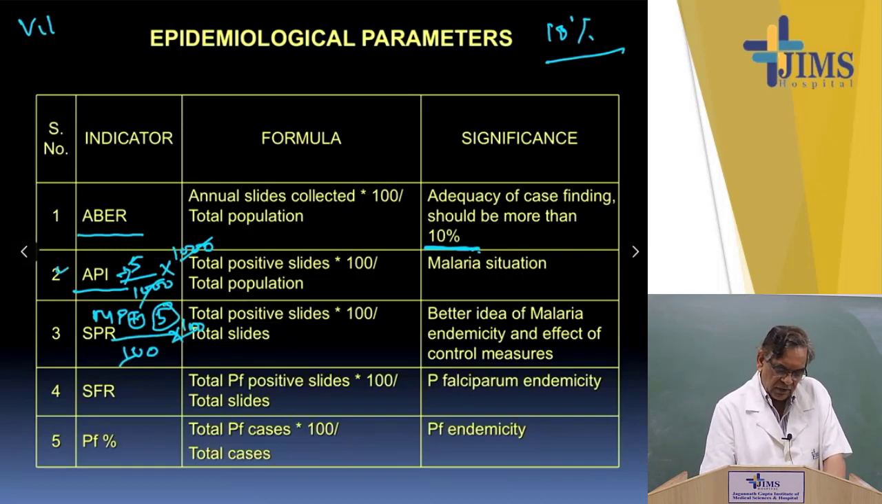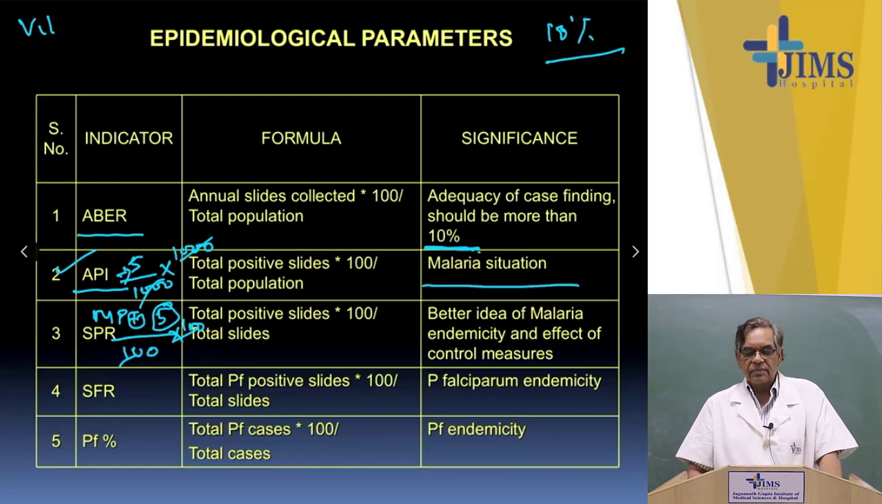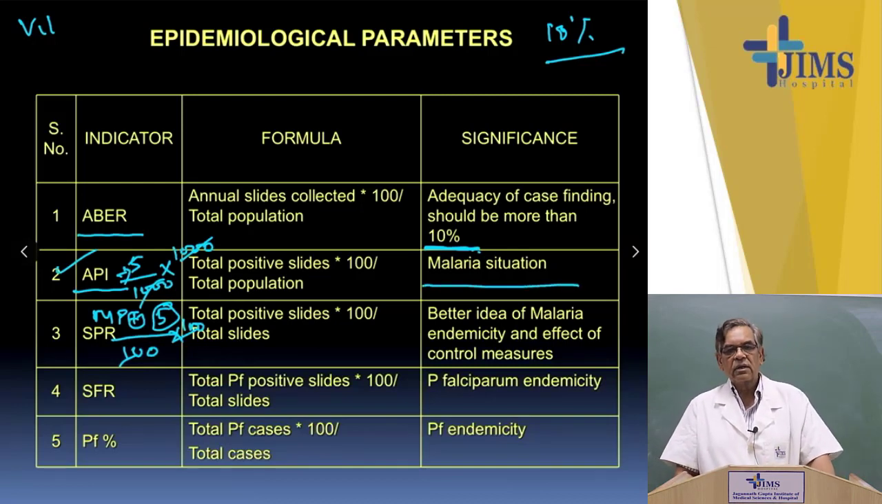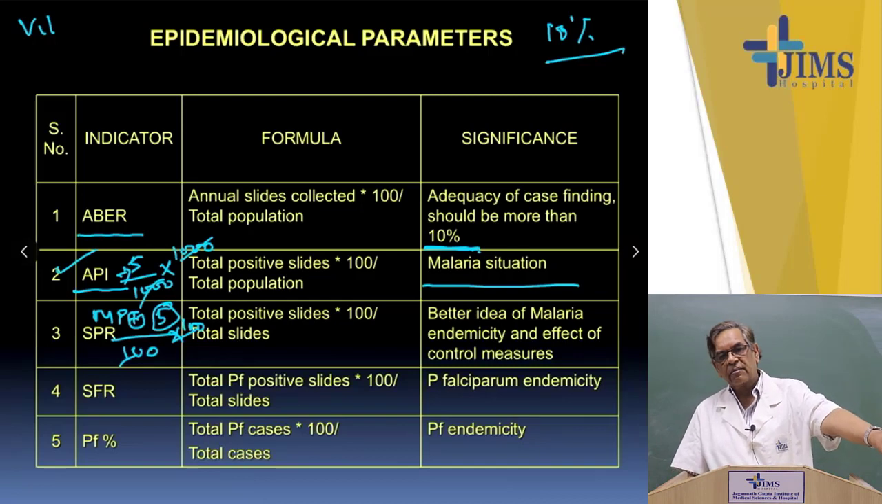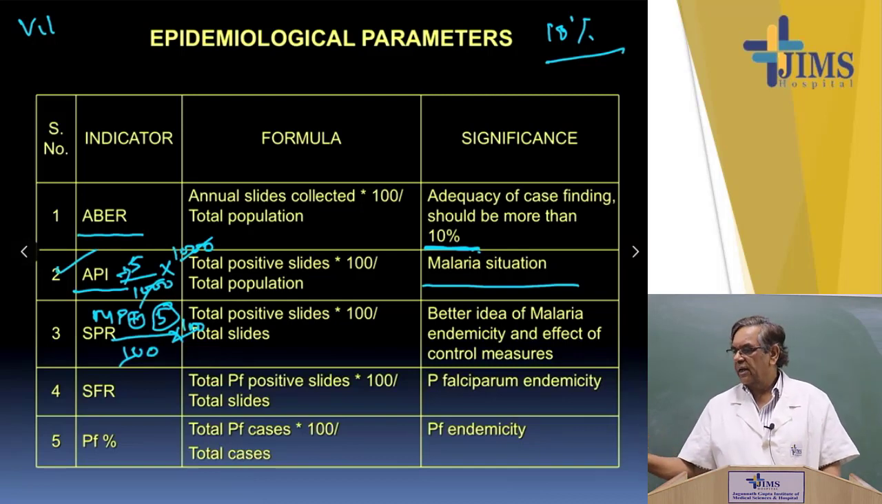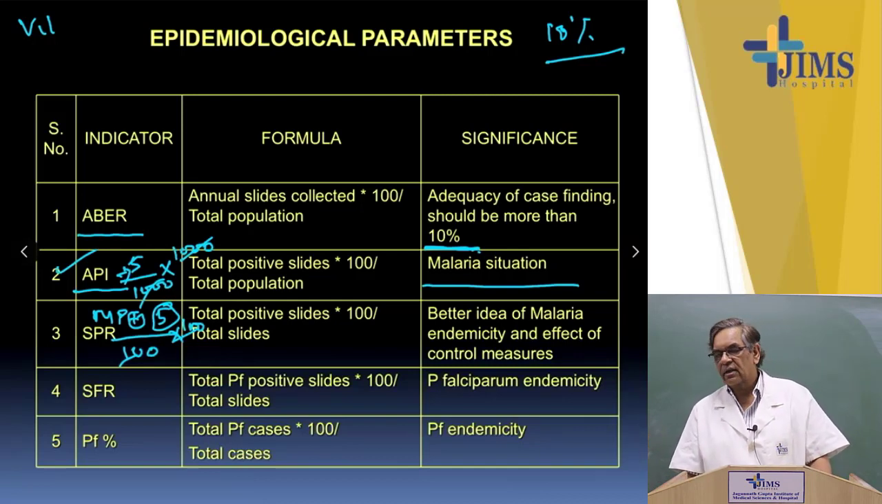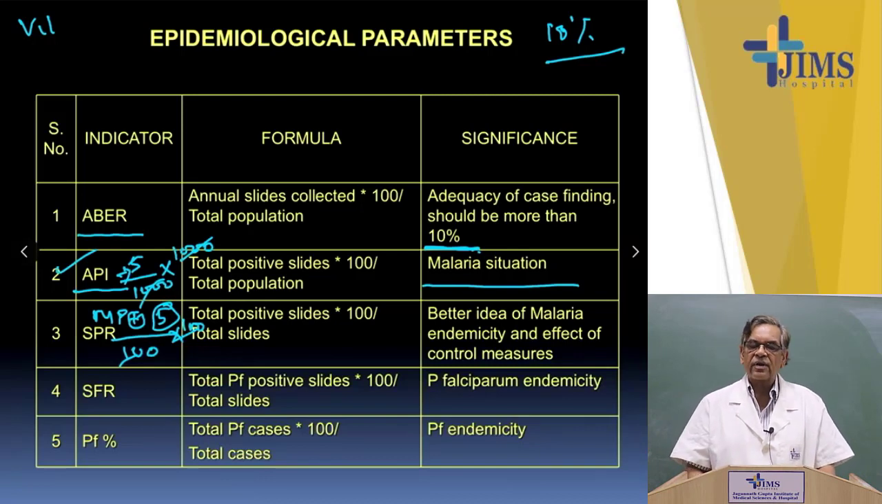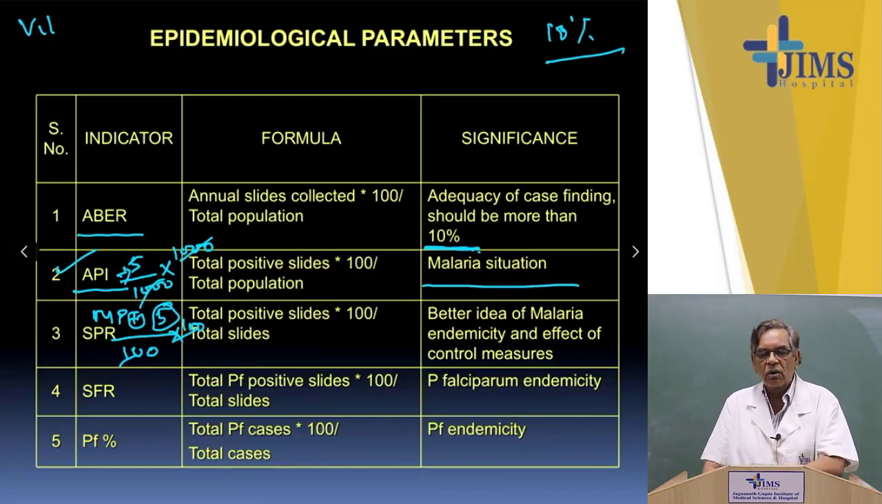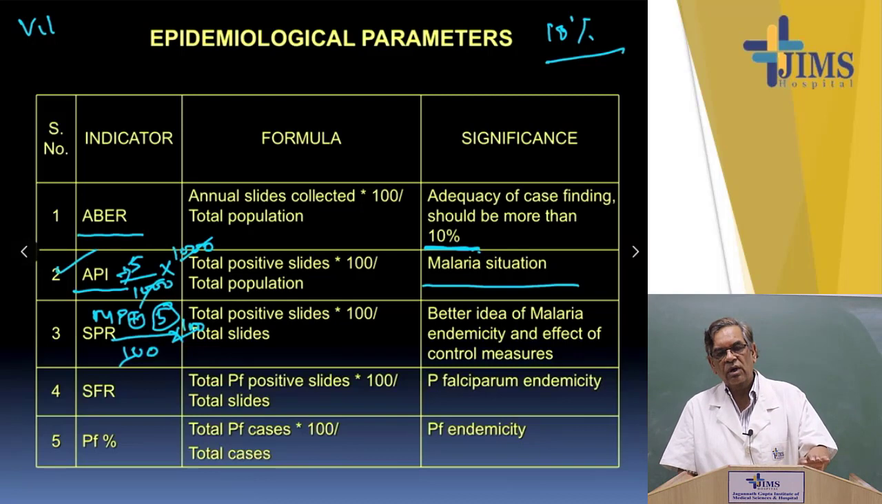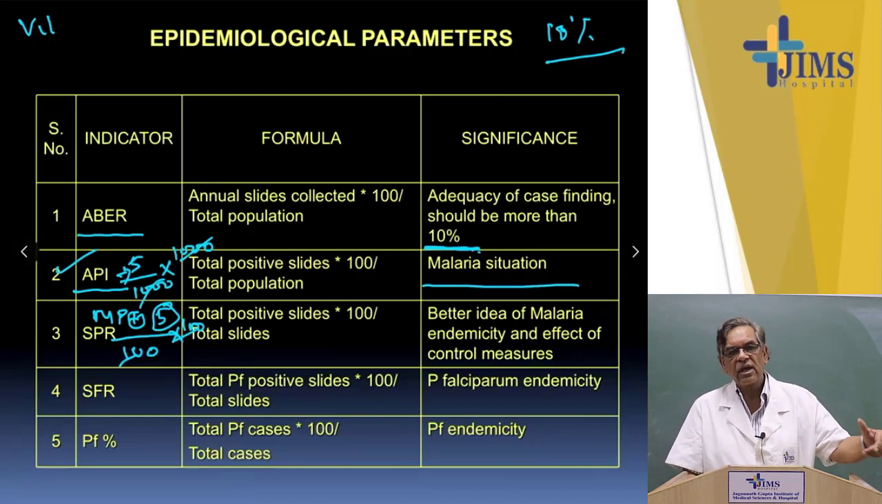So when we talk in terms of API, what is the significance? It gives you the malaria situation. This particular area has an API of 2. This particular area has an API of 0.3. So what are your priorities as far as the control is concerned? Your control should shift and focus more to the area where the API is higher.